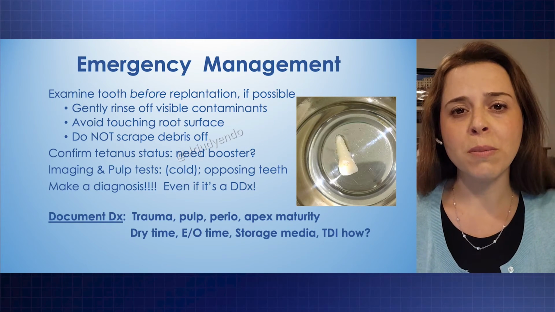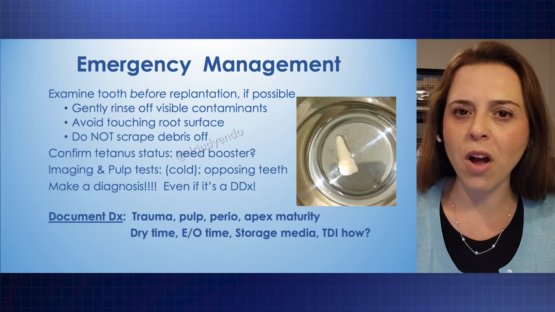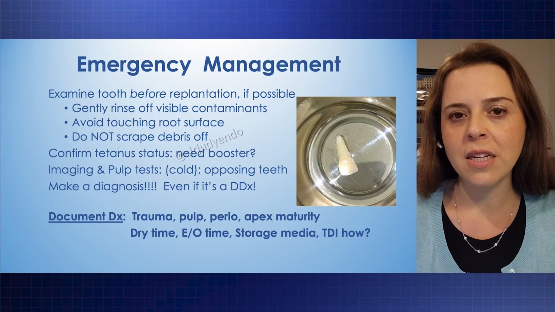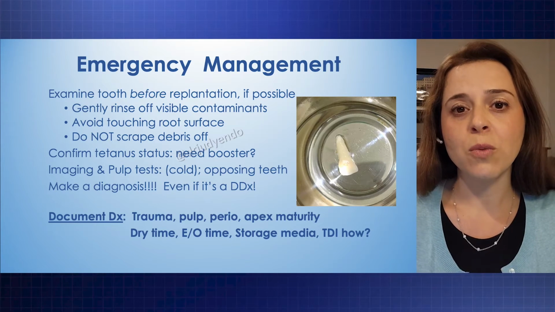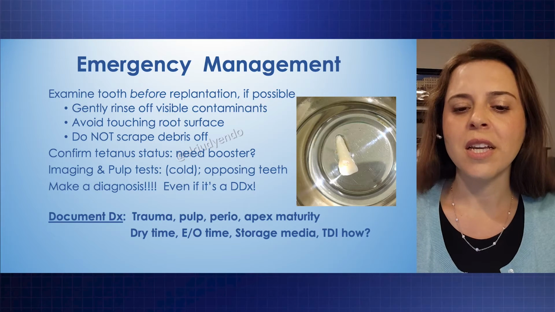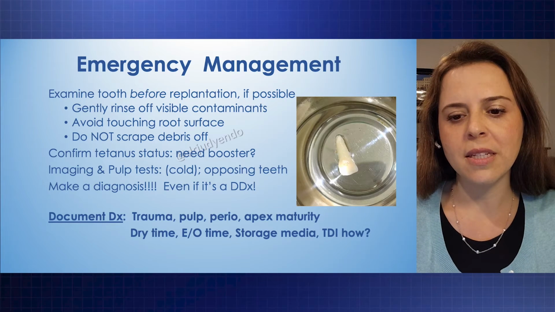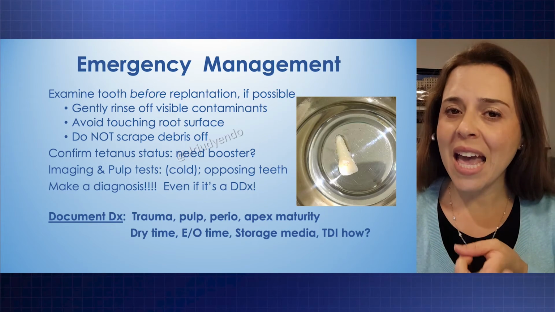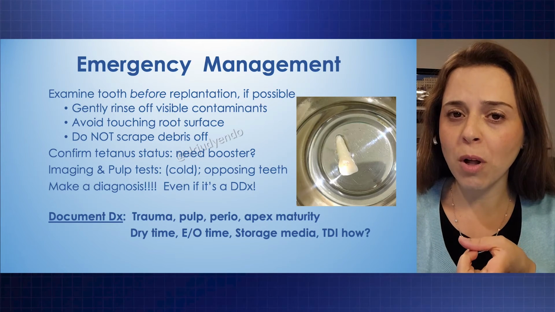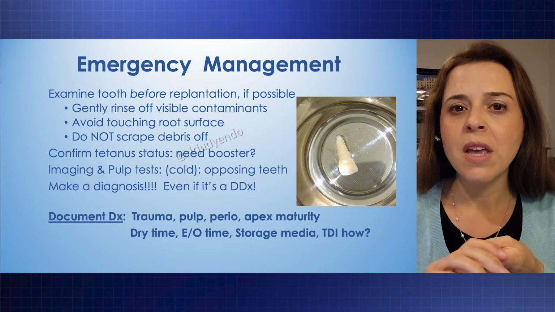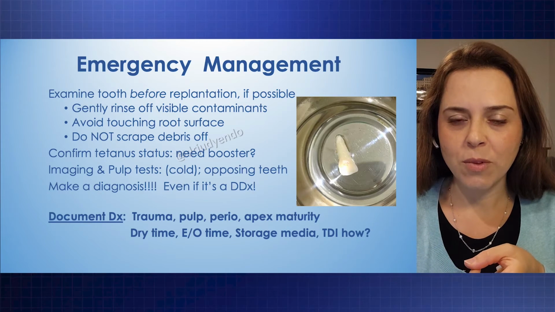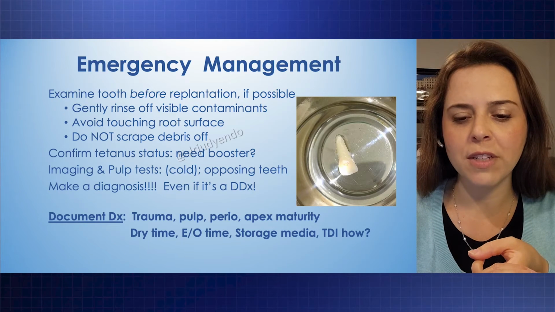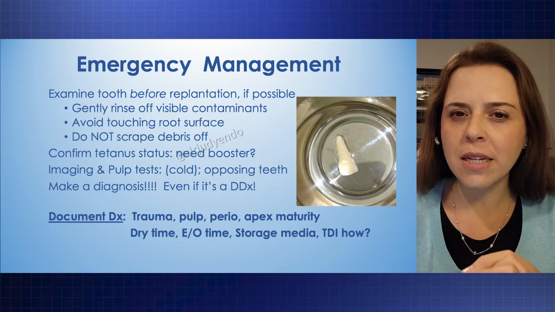You also want to review their medical history. If they've already been cleared by the hospital or the emergency department, that's one thing. But you want to confirm their tetanus status, and maybe refer them for a booster if needed. Again, you're doing imaging and pulp testing at this time, and you're documenting the type of trauma, the endodontic diagnosis, which involves pulp and periodontal diagnosis, the apex maturity, right? Is it closed or is it open? And how open in terms of millimeters radiographically is it? And the details of the trauma.